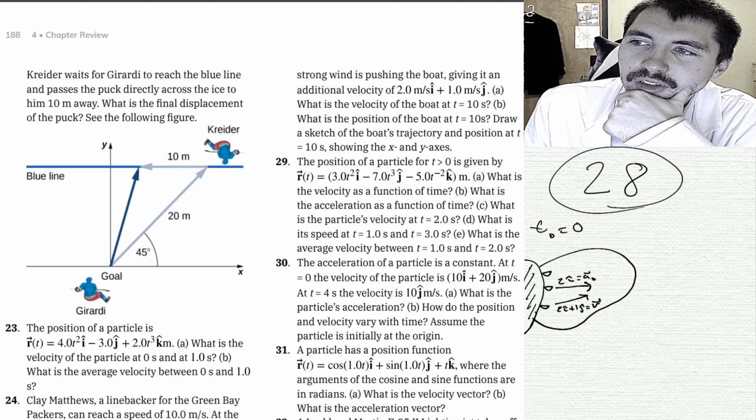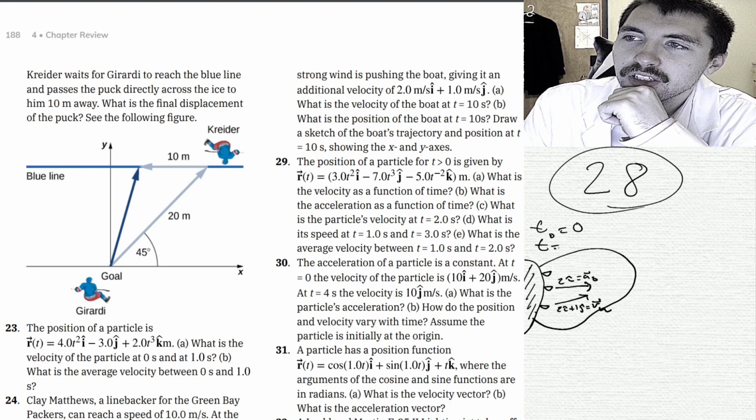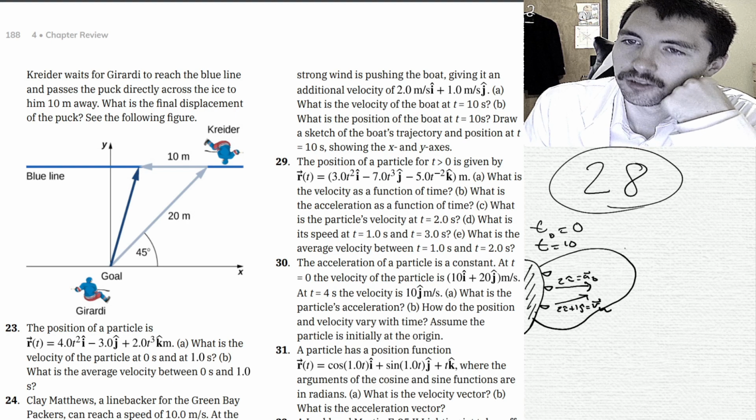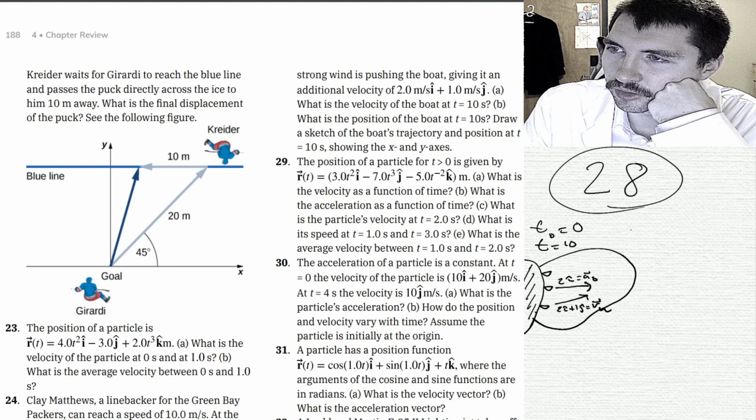Velocity of the boat. This is velocity of the wind. Okay. What is the velocity of the boat at t? We want to find t is 10. Okay, so we want.